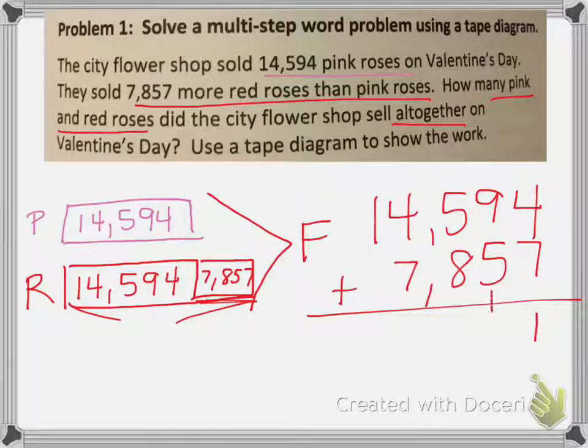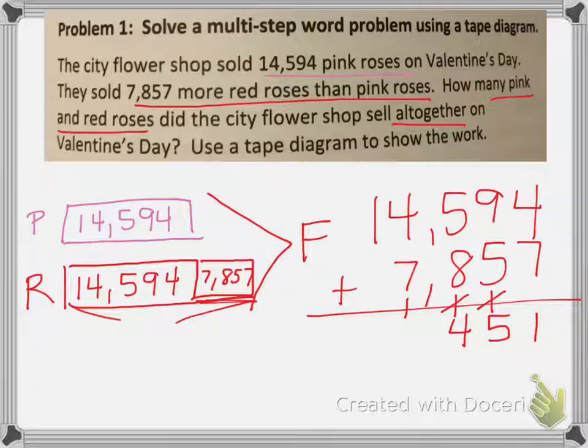7 plus 4 equals 11. Regroup the 1. 9 plus 5 equals 14, plus 1 equals 15. I'm going to cross that off now that I've used it. 8 plus 5 equals 13, plus 1 equals 14. Regroup that 1,000. Cross off the 1 in the hundreds that you used.